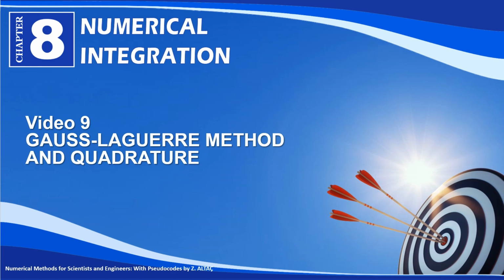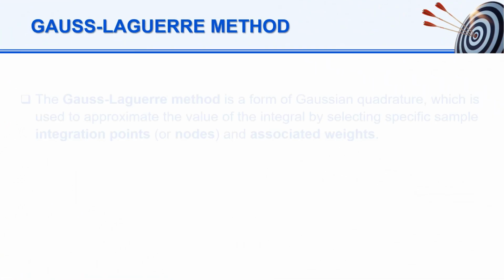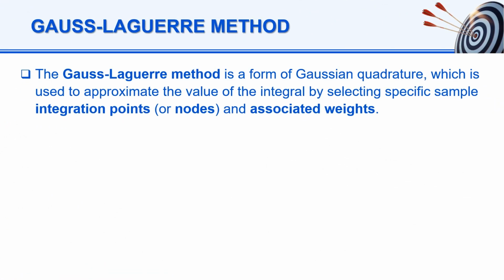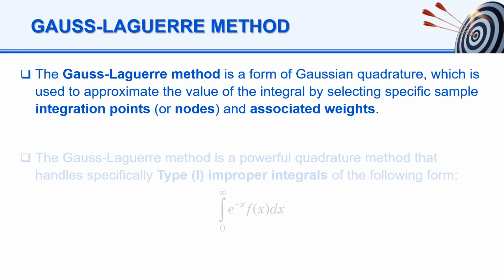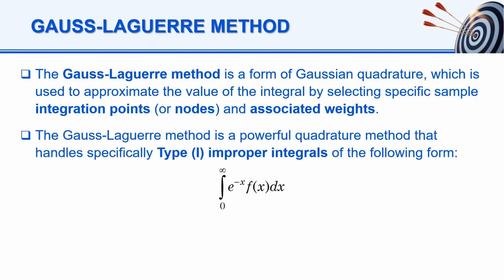Video 9. Gauss-Laguerre Method and Quadrature. The Gauss-Laguerre method is a form of Gaussian quadrature, which is used to approximate the value of the integral by selecting specific sample integration points or nodes and associated weights. The Gauss-Laguerre method is a powerful quadrature method that handles specifically type 1 improper integrals of the following form.